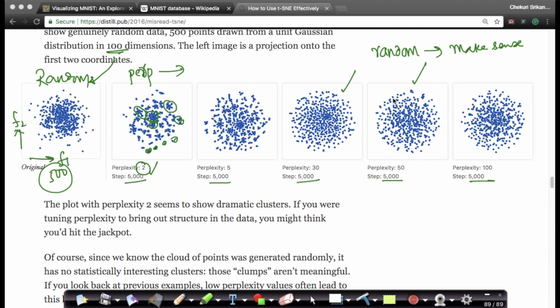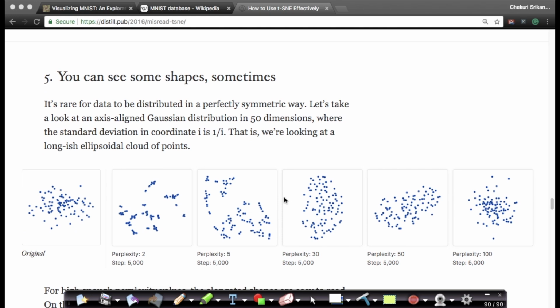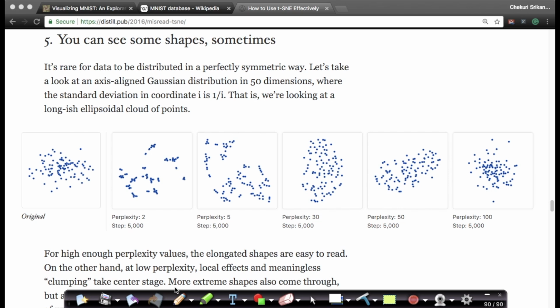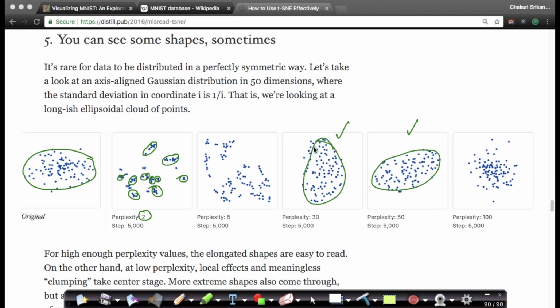Okay, having said that, let's move on. This is another very interesting example where I have data like this, an elliptical data. When I have small perplexity, you can start seeing shapes where there are none. I'm getting these groups of points. So again, the lesson to be careful about here is never just learn with a small perplexity. Keep increasing it. By the time you reach a perplexity of 30 or 50, the shape is becoming more and more clear. But of course, in the original data there are more points in the center, right? Here, the density of points is almost evenly spread.